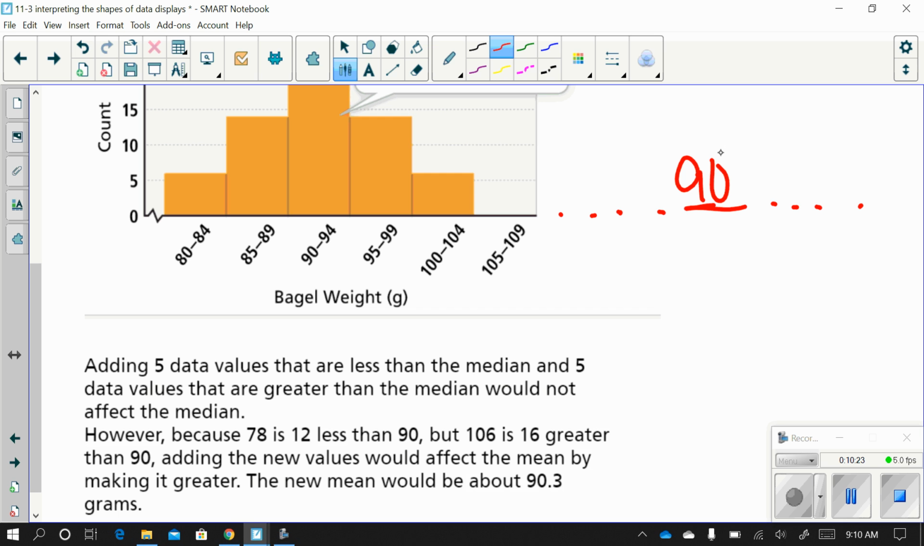Okay, so let's talk about the mean now. 78 is 12 less than 90. 106 is 16 greater than 90.